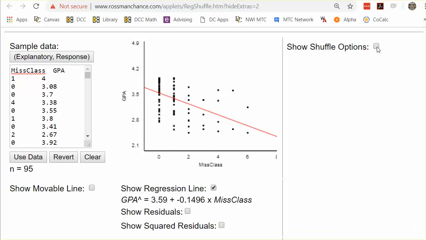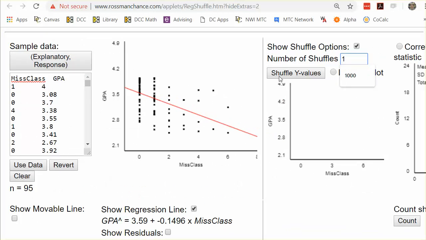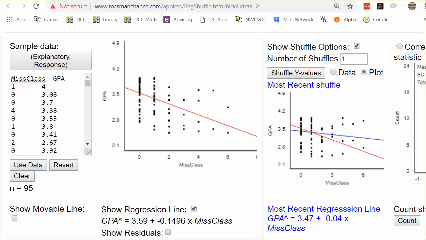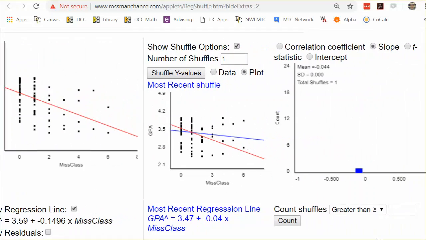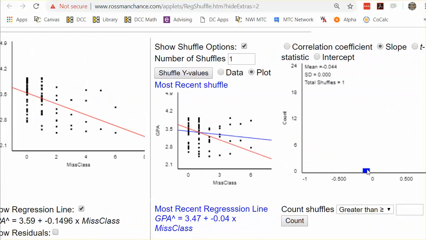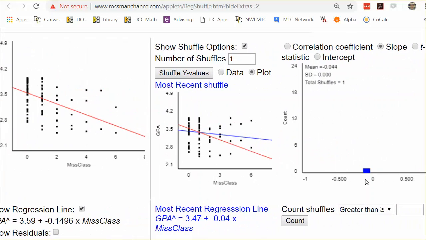So let's try that. We'll go over to shuffle. If we shuffle once, we want to select slope here. Okay, so it selected slope for us. If we shuffle once, what we're doing is we're randomizing all of these GPAs based on the number of classes that they missed. That gives us a new scatter plot. This time it looks like this. And we still have a negative association here, slightly negative. And so we plot that slope on the plot right there.